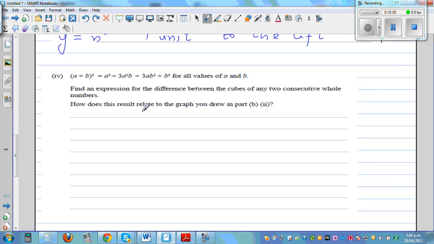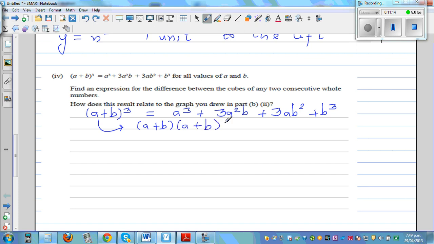Now, the next question is, this is the formula of a plus b the whole cube. So let me write this again. So a plus b the whole cube is given by this formula, which is a cube plus 3a squared b plus 3ab squared plus b cube. So how did I get from here to here? If you just want to understand, this is basically a plus b times a plus b times a plus b. If you expand this out, you'll get this. Okay, now our focus is not that.